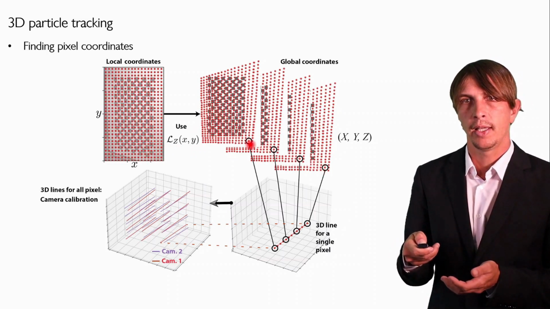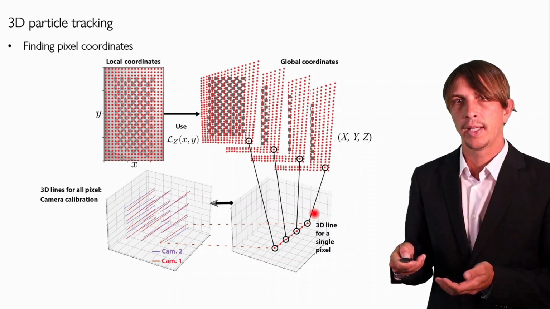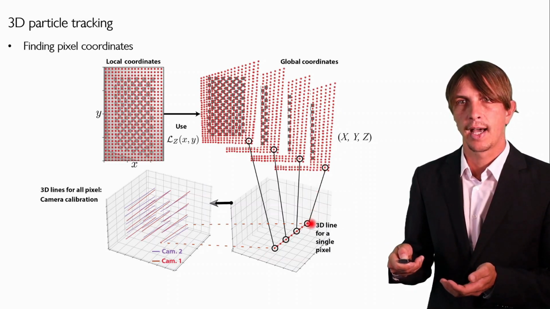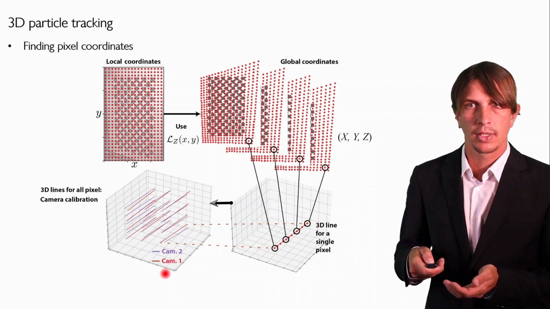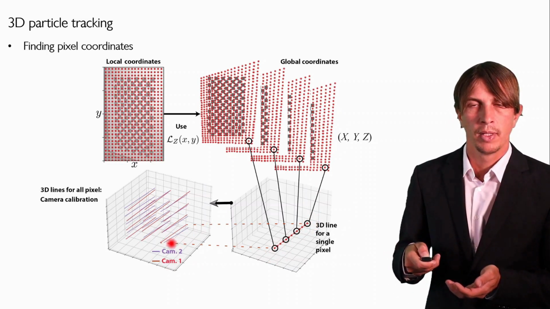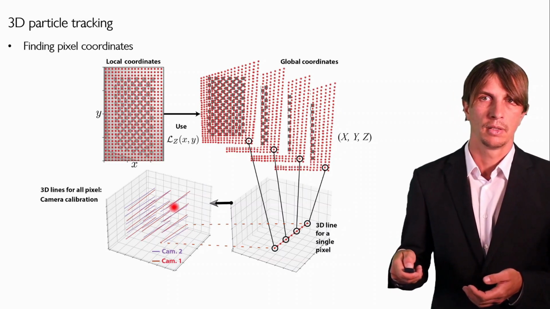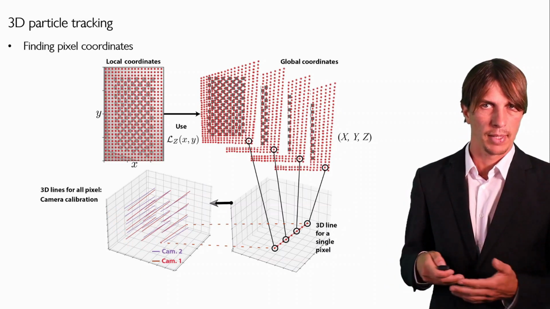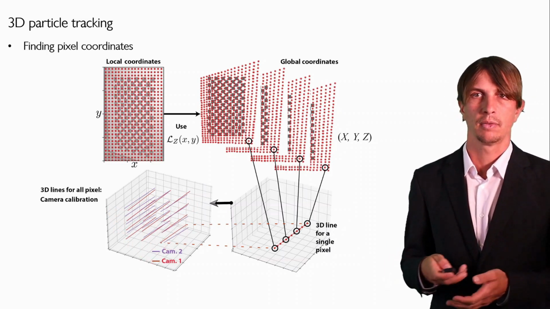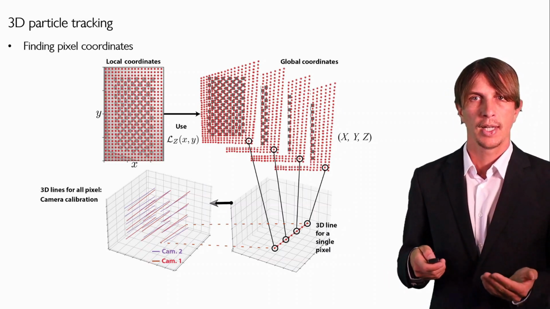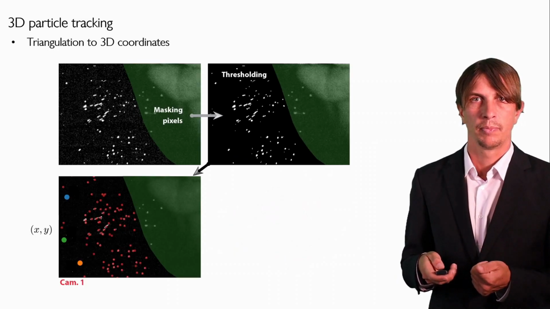For example, here we assume this pixel, and we can deduce these 3D lines. And this is shown in red because it's camera 1. So we have one of them. And if we apply it on all pixels, then we have many lines. And this has also been applied to camera 2, which corresponds to the purple lines. So these are the 3D lines for all pixels, and it has been calibrated.